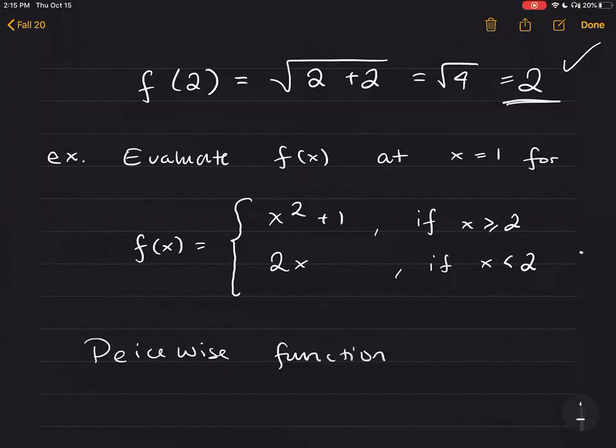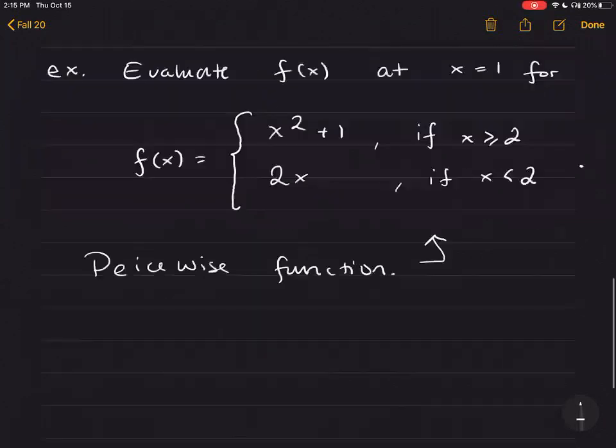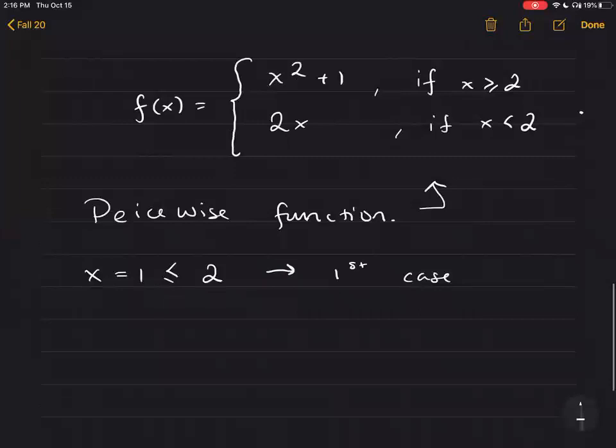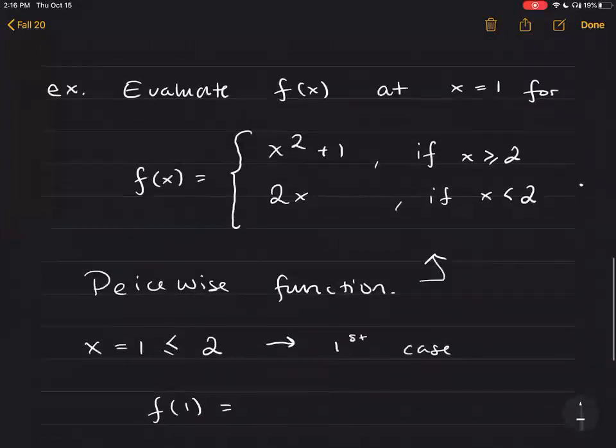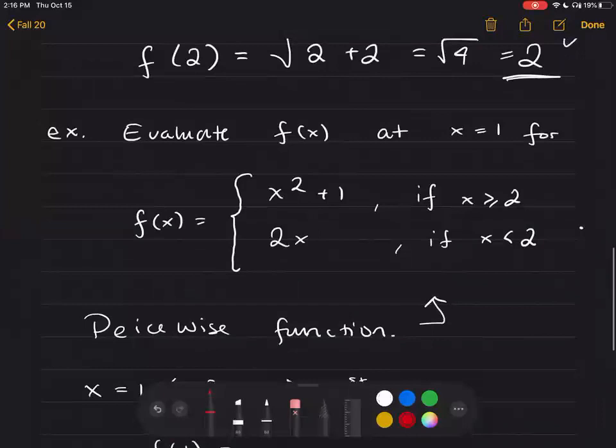And they're actually fairly common. So learning to deal with them is actually a very good skill. But how do we evaluate at x equals 1 with something that looks like this? Well, x equals 1, that's less than or equal to 2, right? 1 is smaller than 2. So we're going to do the first case. So f of 1 is going to be, we're going to use this case right here.